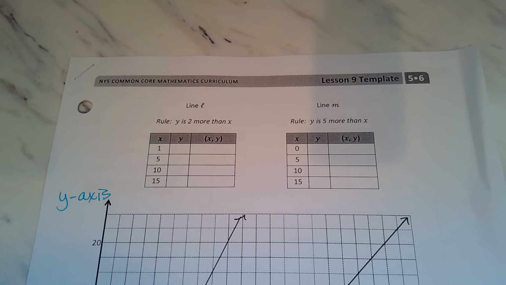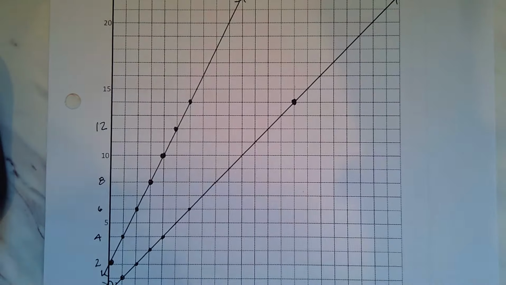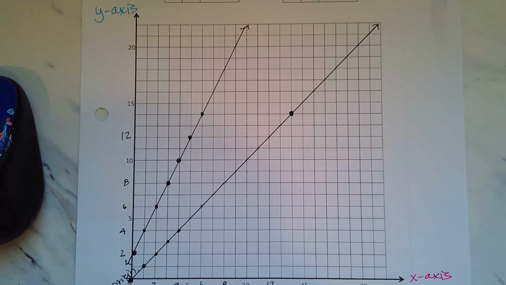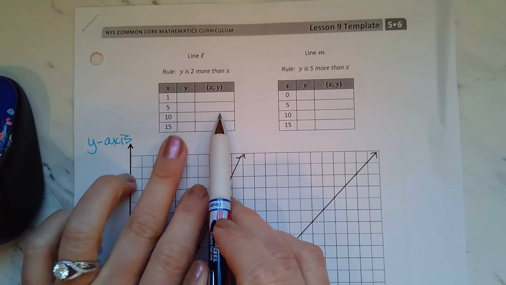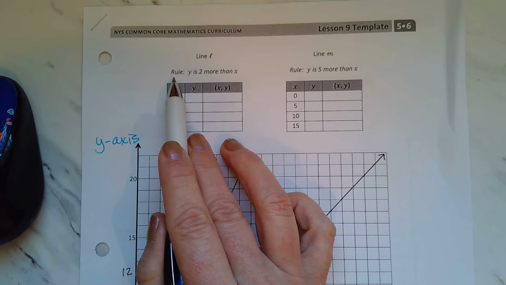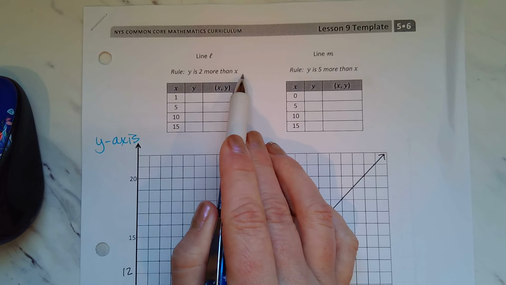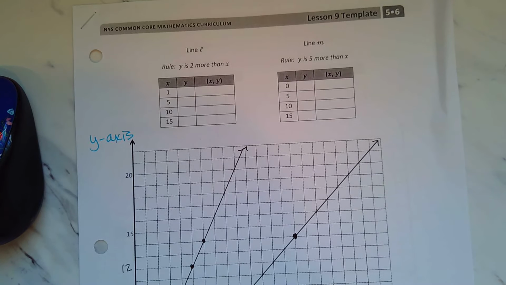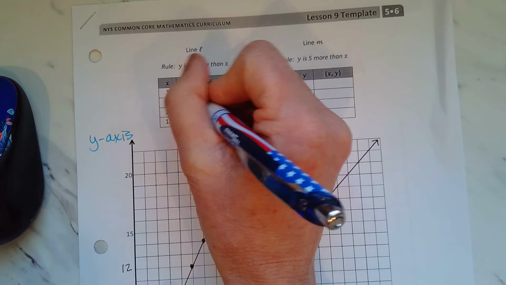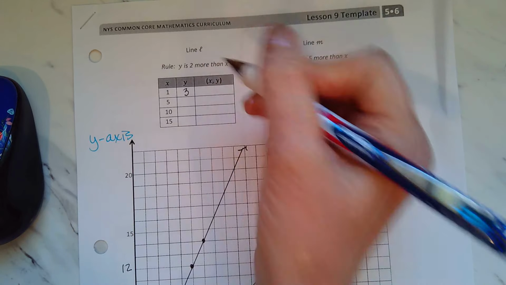Right, so this is Module 6, Lesson 9, Concept Development. We're going back to our template that we were using earlier. Now, this time, we're going to come up to our box at the top, and we are going to make a line L. And we're going to use the rule, y is 2 more than x. So, when x is 1, what is the y coordinate if I apply the rule? So if y is 2 more than x, 1 plus 2 is 3, right?